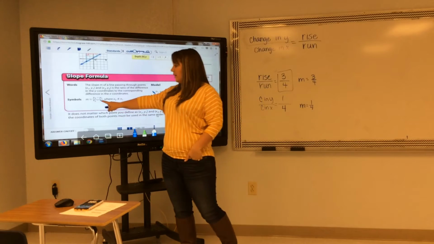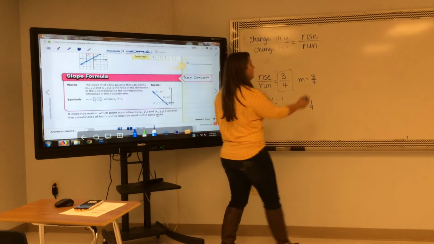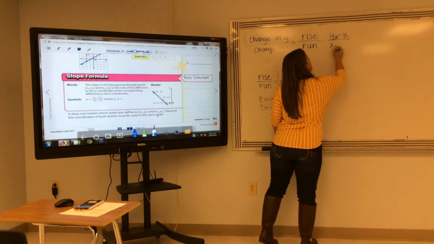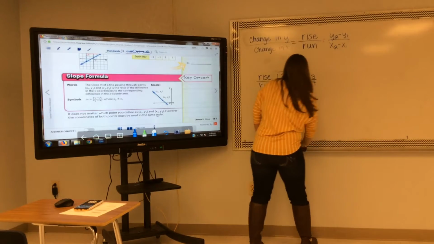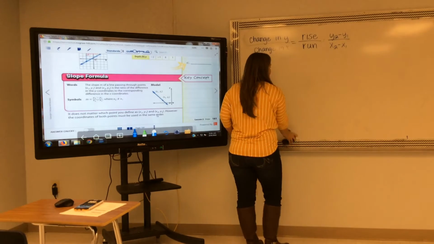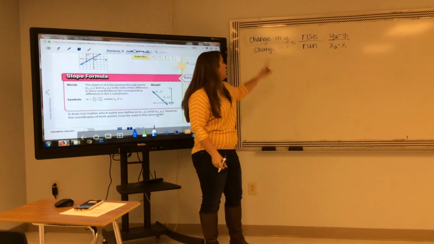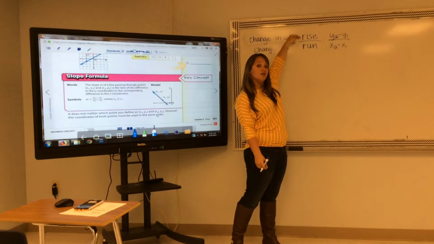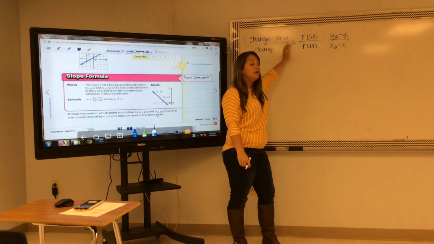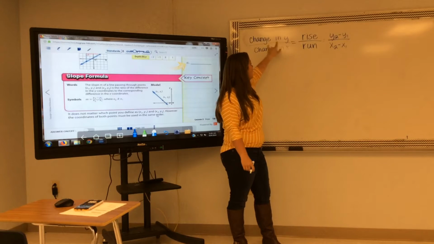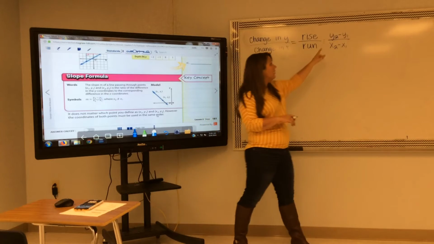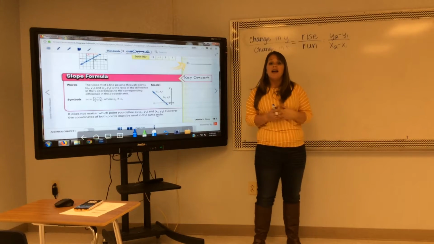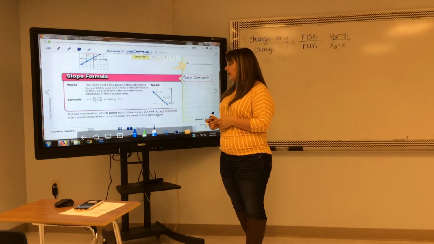Okay? So the symbols that we use are y2 minus y1 over x2 minus x1. So once again, let's talk about how this is all finding the same thing: your change in y over your change in x. Well, we said y goes up and down, so that's your rise, and x goes side to side, so that's your run. So we said those two were the same thing. Now the change in y would be y2 minus y1, over your change in x, which would be x2 minus x1. And that formula is listed there on your formula chart for you.